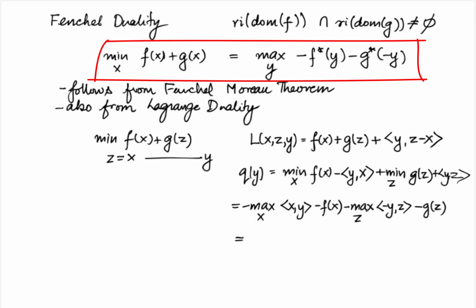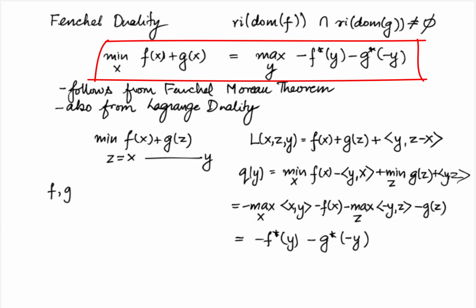Now the first term is nothing but minus f star of y, where f star is the conjugate of f. Similarly, the second term is minus g star of minus y, where g star is the conjugate of g. So finally, we have the dual function, which is given by q(y) equal to minus f star of y minus g star of minus y. So here we have the minimum of the primal problem on the left and the maximum of the dual objective on the right. We already know that these two will be equal if strong duality holds.